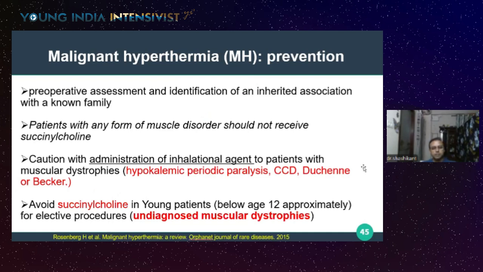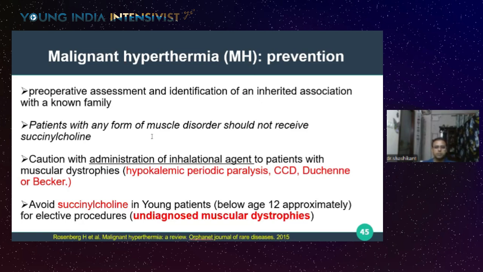So how to prevent MH? Once we have witnessed a patient with MH, and we have identified any member in the family who is MH susceptible, that patient should be correctly identified, and a record should be maintained that is available nationwide, so that any person can access and have the details of that individual from the database. So it is very important to have preoperative assessment and identification of association with a known family.